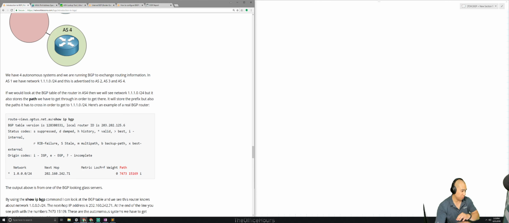If we look at the BGP table for the router in AS4, then we will see the network 1.1.1.0/24, but it also stores the path we have to get through in order to get there. Store the prefix, but also the path it has to cross in order to get to 1.1.1.0/24.